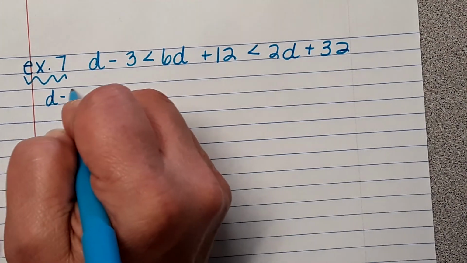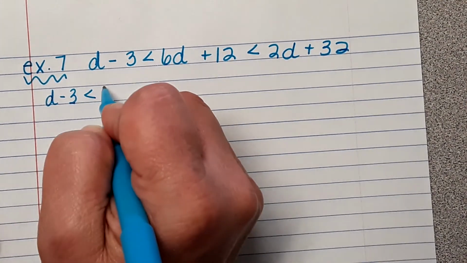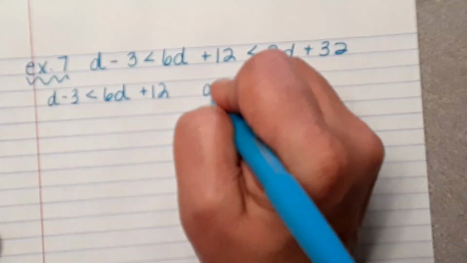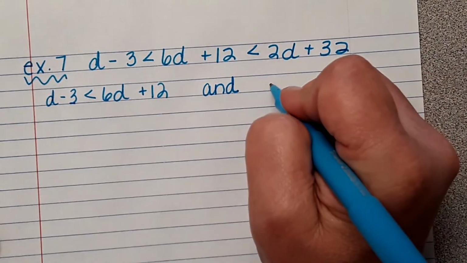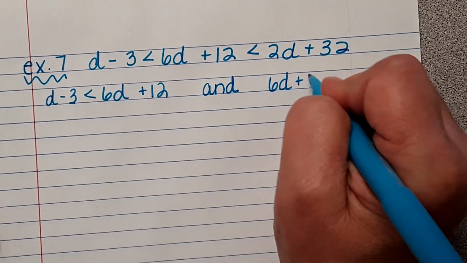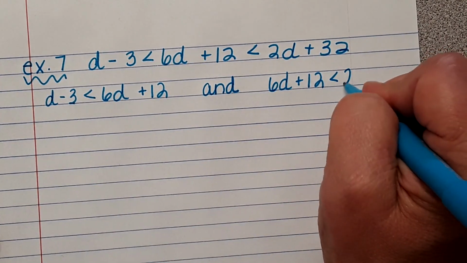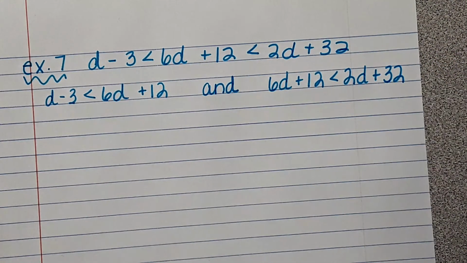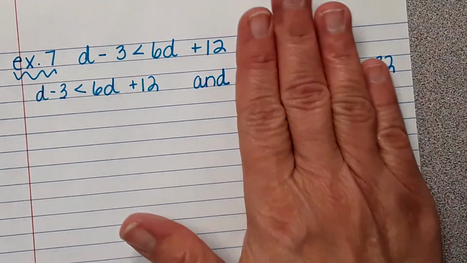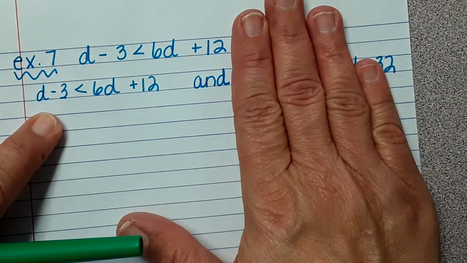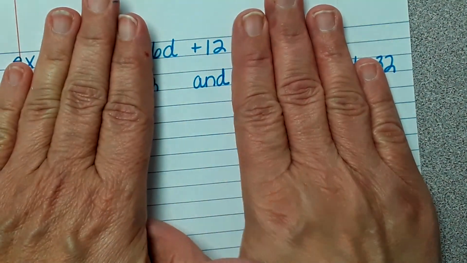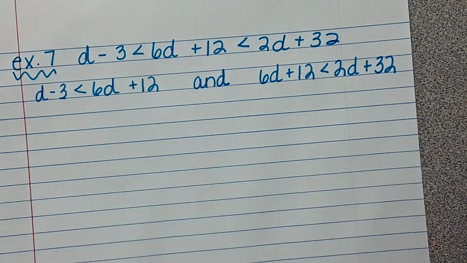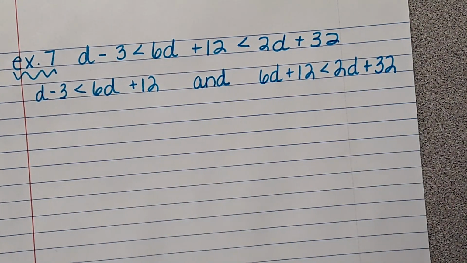We're going to have d minus 3 is less than 6d plus 12. And we're going to have 6d plus 12 is less than 2d plus 32. So I wrote that problem there, and I wrote this problem here. Compound, they give you a little bit more problems.